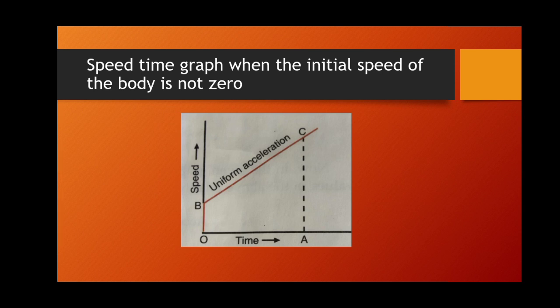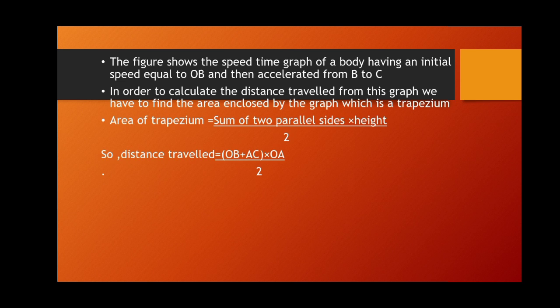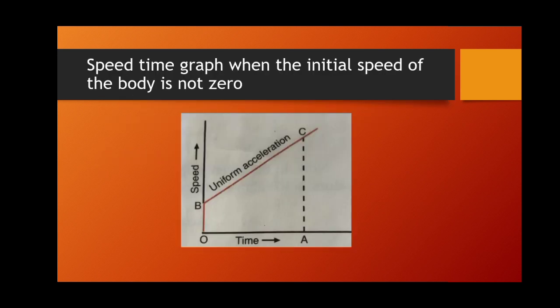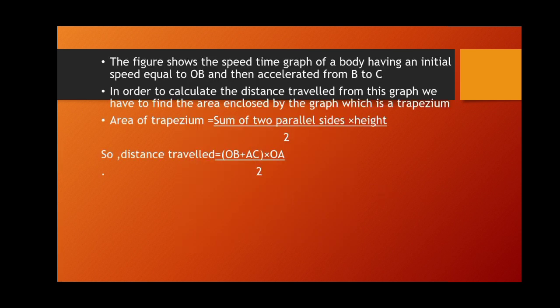Speed time graph when the initial speed of the body is not zero. The figure shows the speed time graph of a body having an initial speed equal to OB and then accelerated from B to C. In order to calculate the distance traveled from this graph, we have to find the area enclosed by the graph, which is a trapezium. The trapezium is OACB. Area of trapezium is equal to sum of two parallel sides into height. So distance traveled is equal to (OB plus AC) into OA by 2.